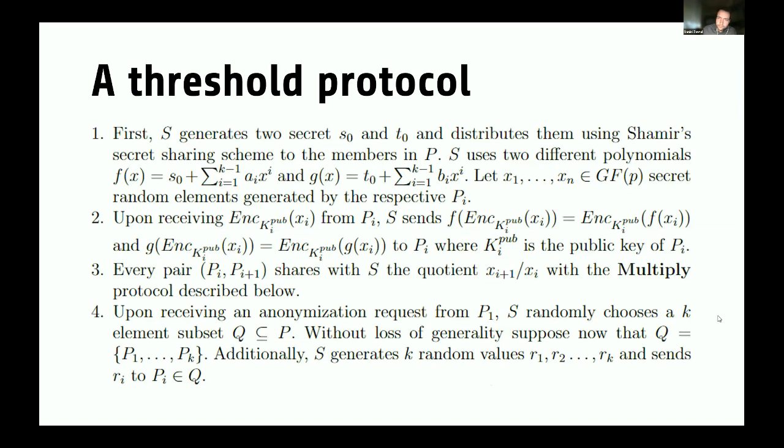If the server receives an anonymization request from P1, then the server randomly chooses a k-element subset of the participants. Let's assume this k-element subset is P1 through Pk. And S once again generates k pieces of random values and sends them to the participants in this subset over a secure channel.